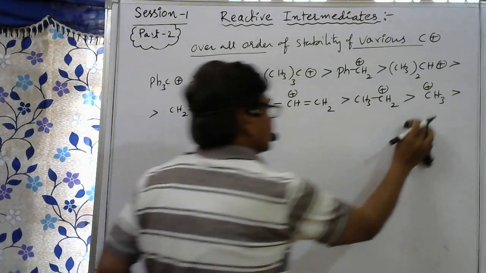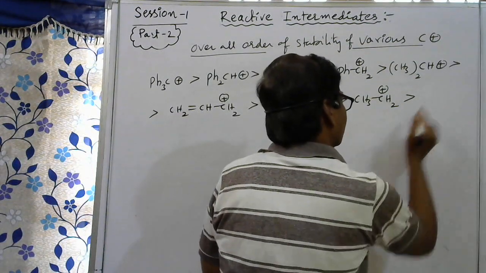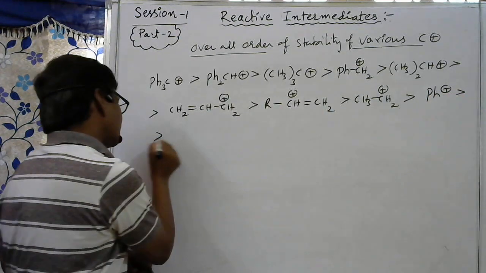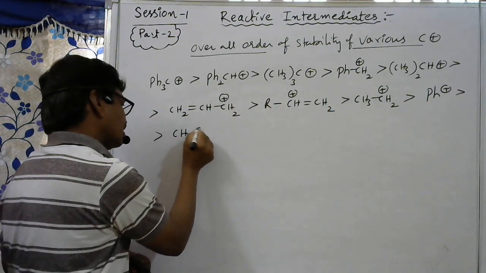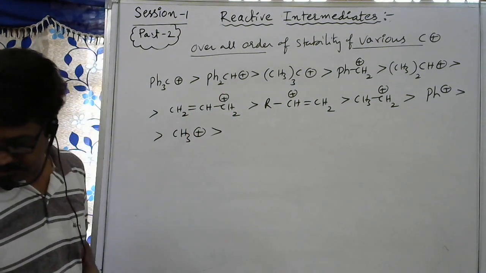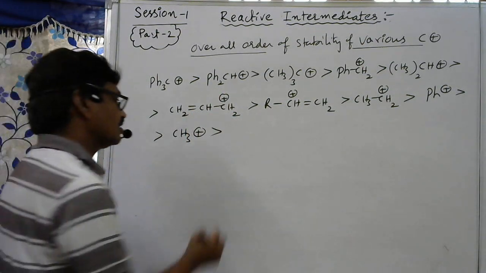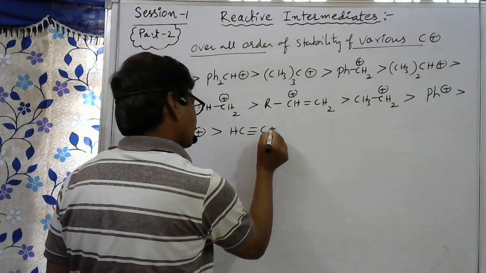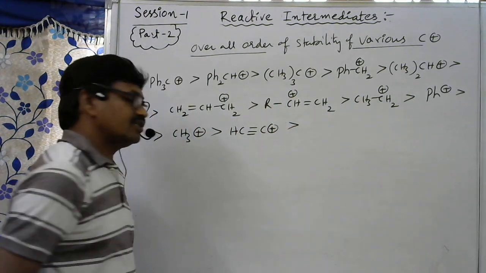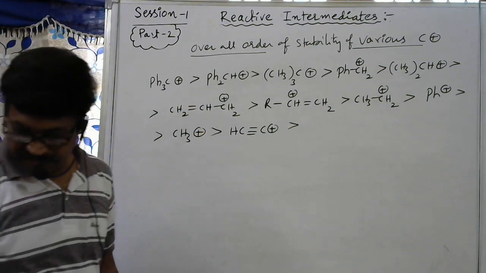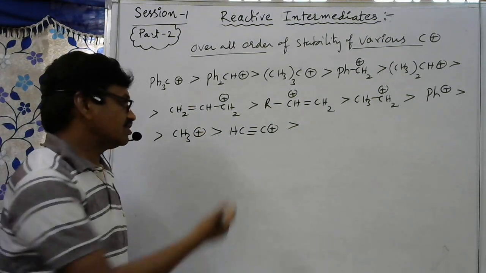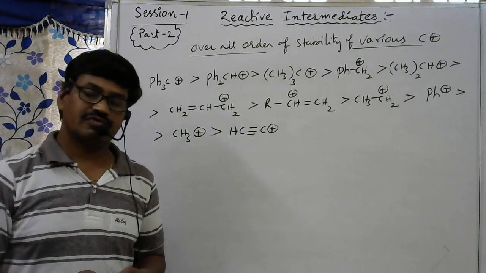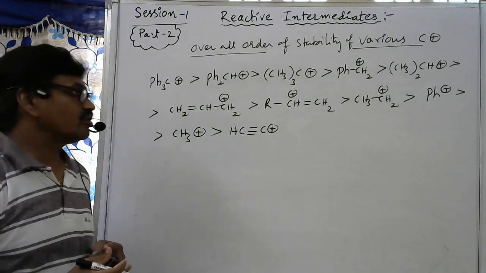Before this, we can write phenyl. Phenyl means Ph with positive charge. It is more stable than methyl carbocation. Methyl carbocation is more stable than the HC≡C+ carbocation. Then after it, it is more stable than vinyl directly. Otherwise, up to here you can. So this you have to remember, the order of stability of these carbocations.